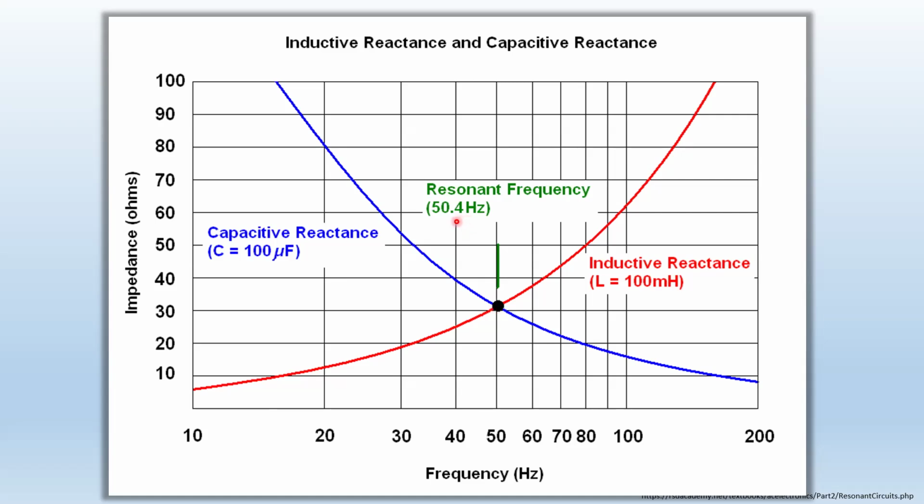So for the capacitor of 100 microfarads and the 100 millihenries coil, the resonant frequency is 50.4 hertz.